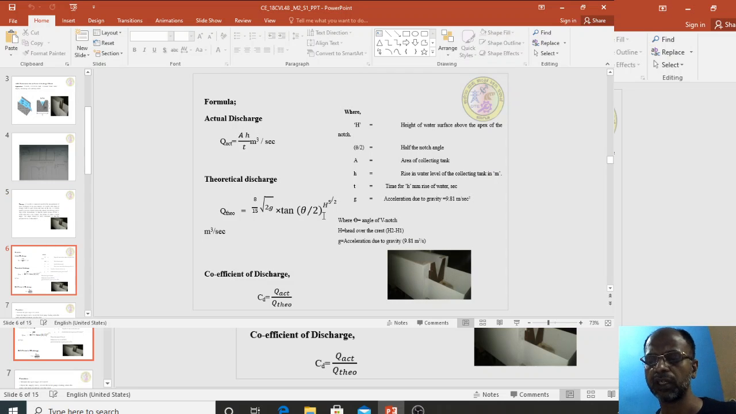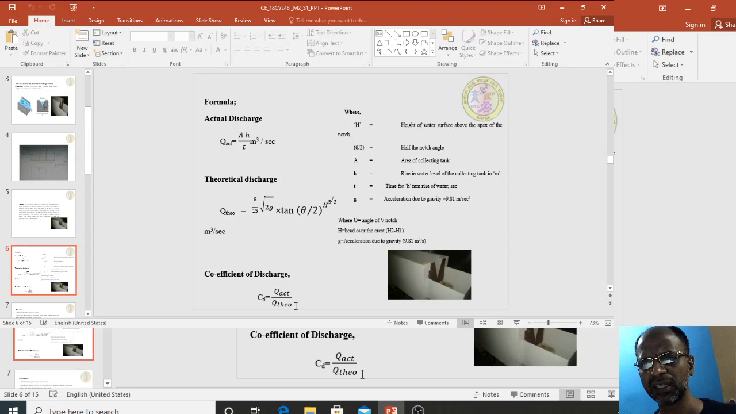Coming to the calculation, what do we have to calculate here? We have to calculate the coefficient of discharge. Coefficient of discharge is called CD. How to calculate coefficient of discharge? CD is equal to Q actual divided by Q theoretical.